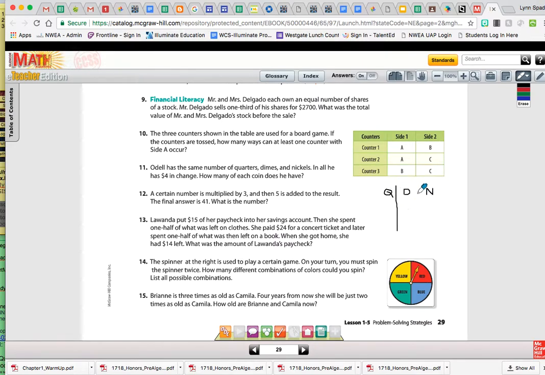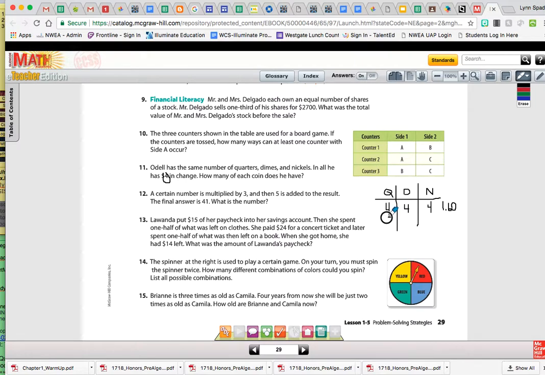So I'm going to make a table with those columns, and I'm going to record a number. So let me just try 4 quarters, 4 dimes, and 4 nickels. 4 quarters, of course, is $1, 4 dimes is 40 cents, and 4 nickels is 20 cents. So that would be $1.40 plus 20 more cents, which is $1.60, and that's too low because it says he has a total of $4.